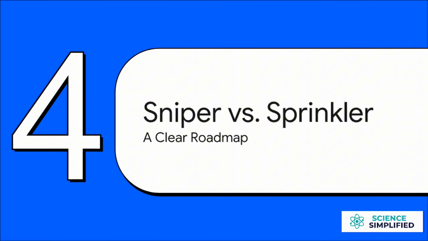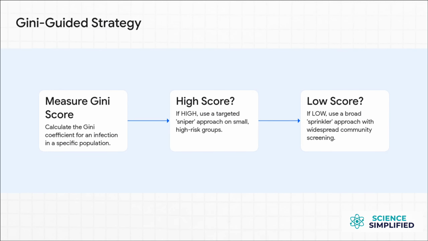So what in the world do you do with this kind of information? Well, this data gives us a crystal clear roadmap for action. The researchers have a great name for it, the sniper versus sprinkler approach. The logic is actually beautifully simple. First, you measure the Gini score. If that score is high, it means the disease is concentrated. So you use a sniper rifle strategy, a precise, targeted effort aimed only at that small, high-risk group where the infection is clustered. But if the score is low, the disease is spread out everywhere. A sniper rifle is useless. You've got to bring out the sprinkler and use broad, widespread screening across the entire community.